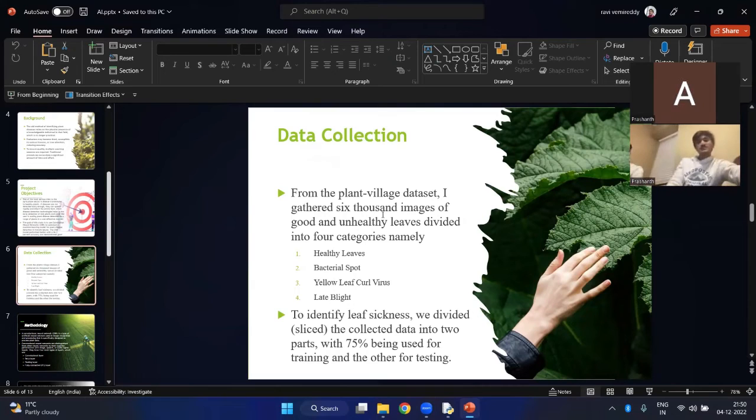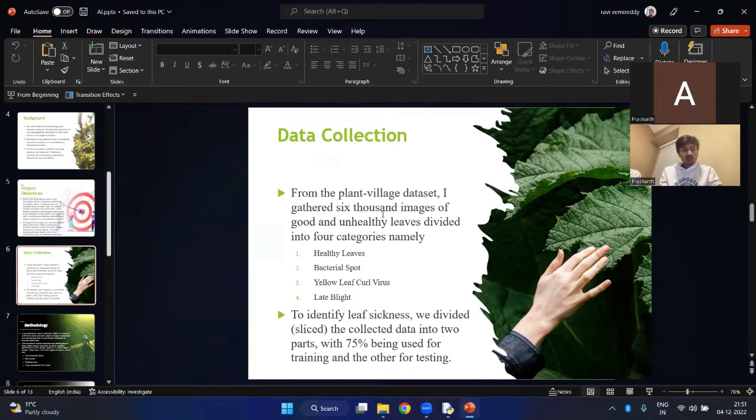Hello, this is Jashwant. I am continuing from the data collection. We have gathered 6,000 images of good and unhealthy leaves, divided into 4 categories: healthy leaves, bacterial spot, yellow leaf curly virus, and leaf blight. To identify the leaf sickness, we have divided the data into 2 parts. One is with 75% being used for training, and the other part is for testing.